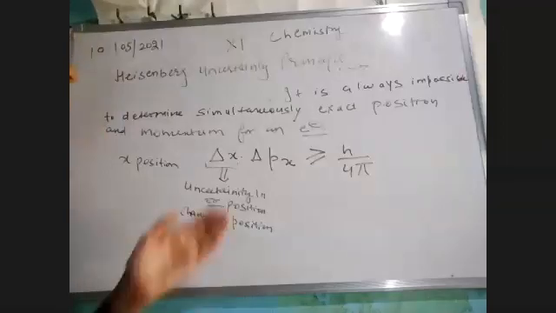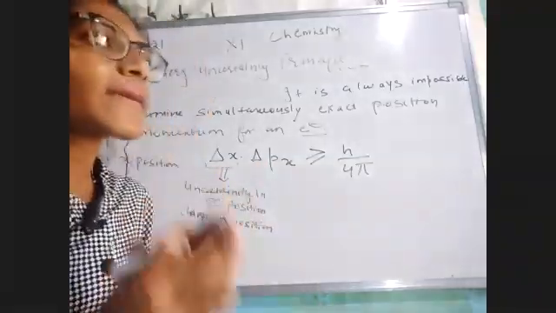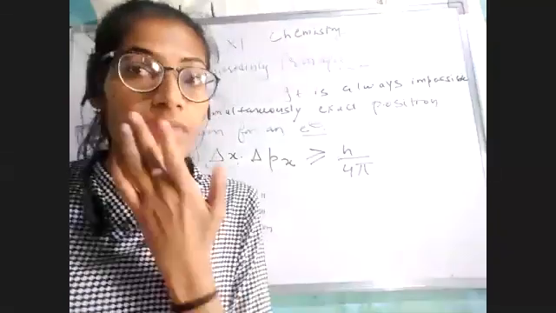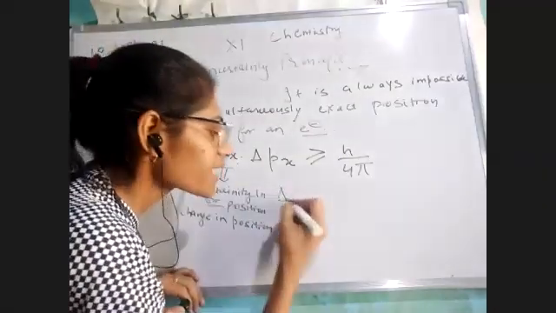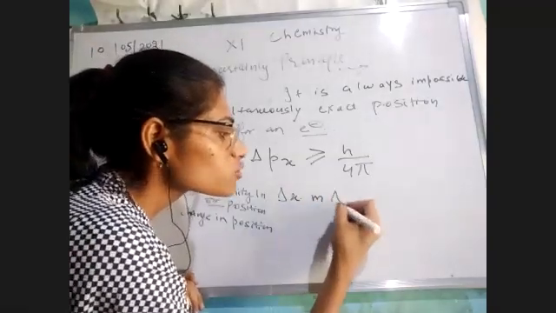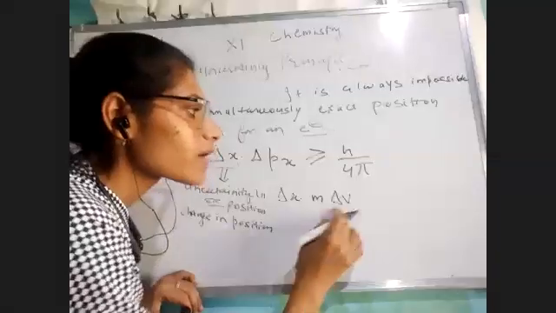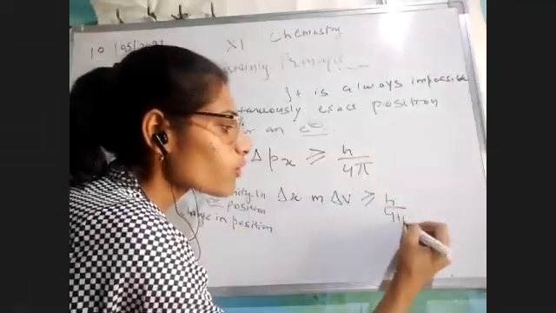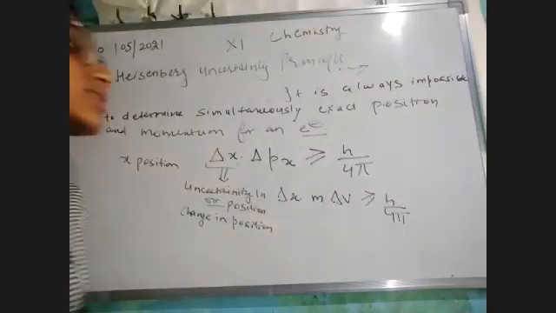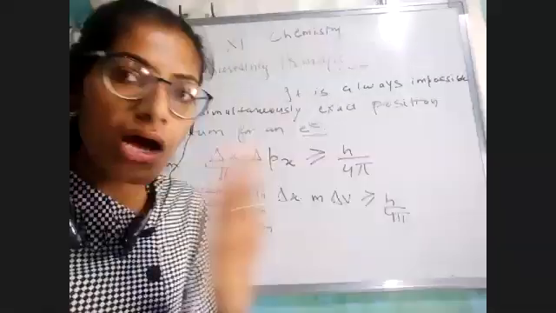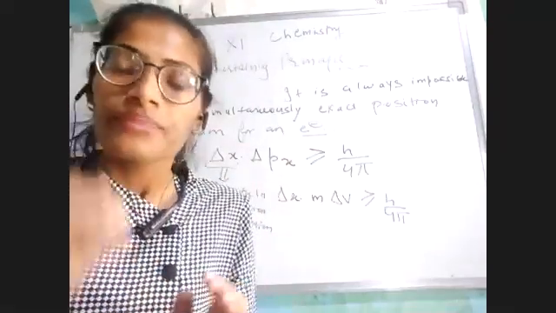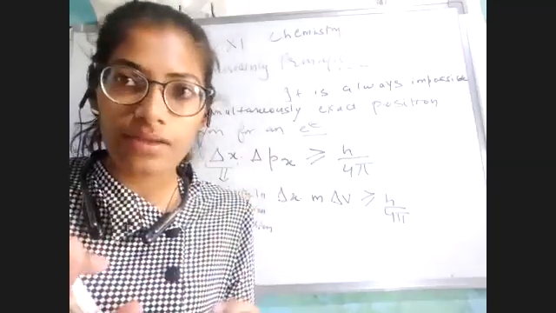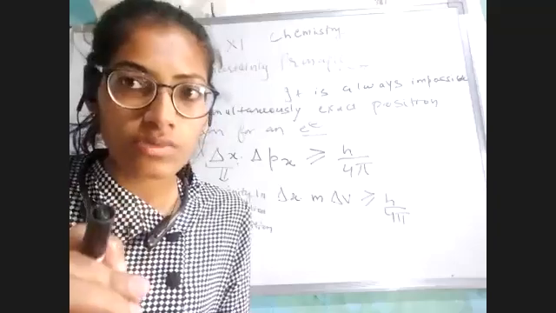Same as that, for delta px, the p here represents the momentum. And you know very well that momentum is also mass into velocity. So in short, we can change this formula to delta x into m delta v greater than or equal to h over 4 pi. Now the question arises, why have we taken m outside? You know very well that the mass of an electron, proton, or neutron, even of any kind of atom, is always constant.